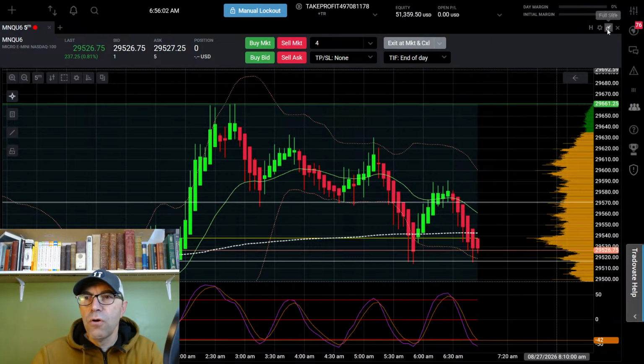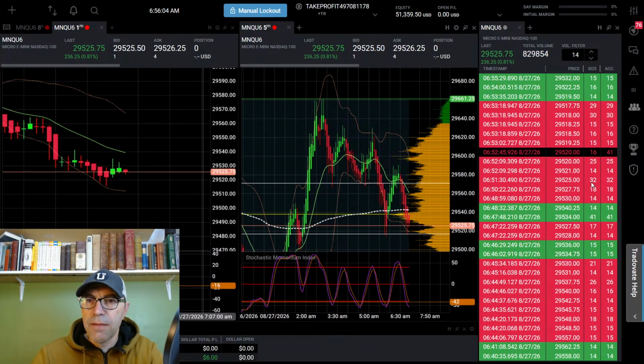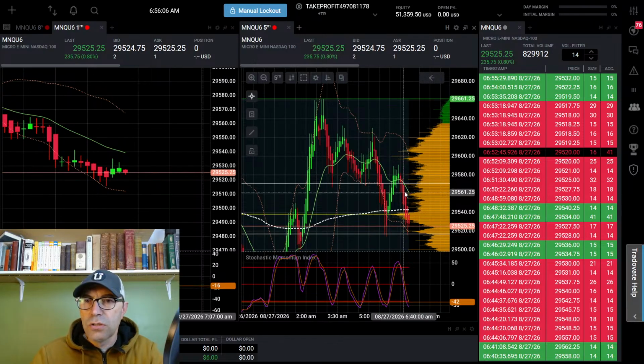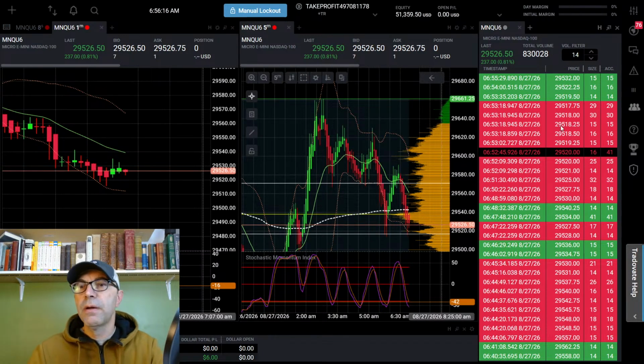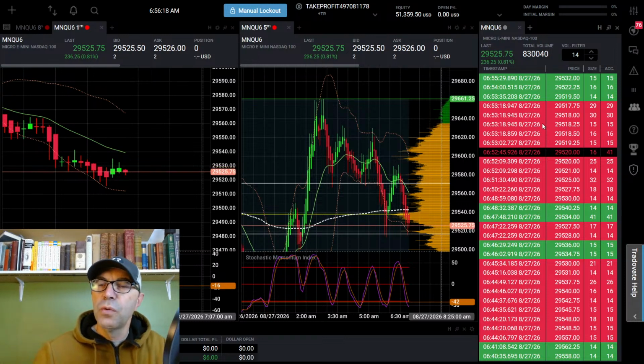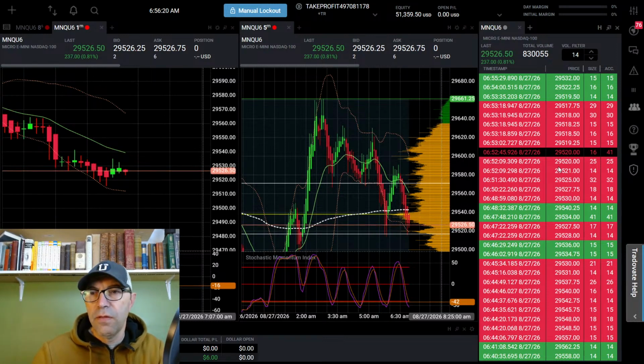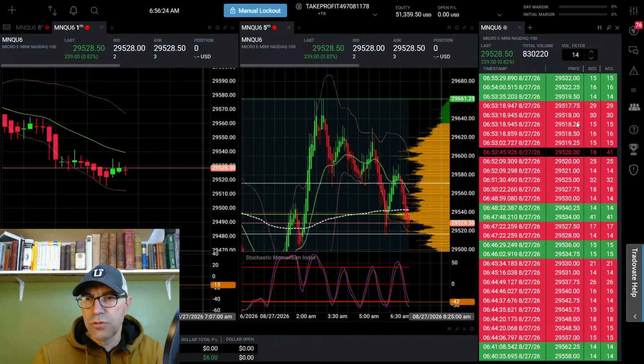We don't know by looking at the tape whether they are longs taking their profits as the market starts moving up on these red blocks, or they're shorts loading up on their positions to ride the wave down. We can't tell that. We just see that they're sell orders coming in.